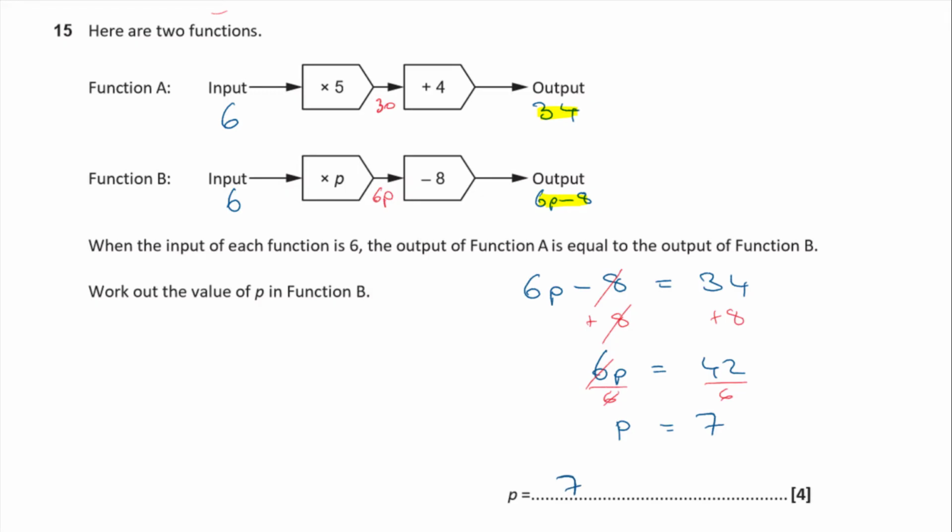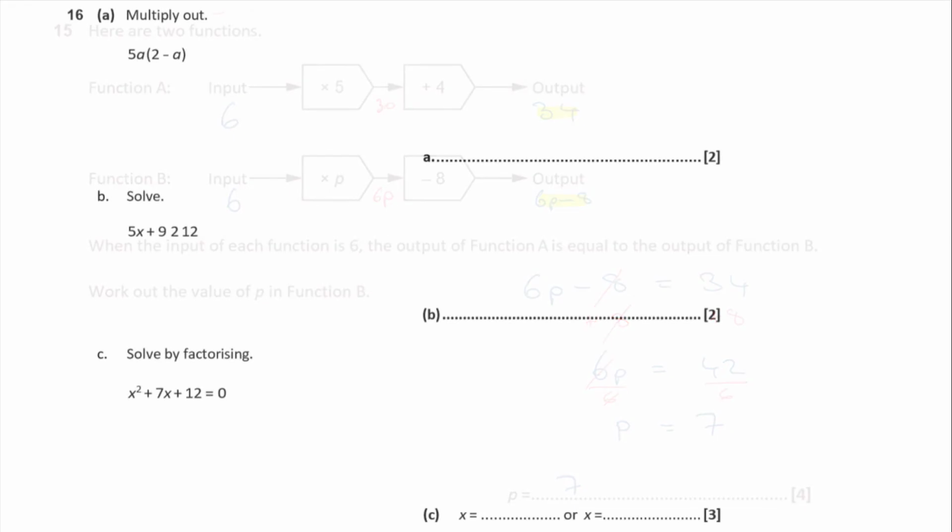So when I times 6 by 7, I'll get 42, and then when I subtract 8, I'm going to get 34, which is the same as the other output. Question 16a, multiply out 5a lots of 2 minus a.